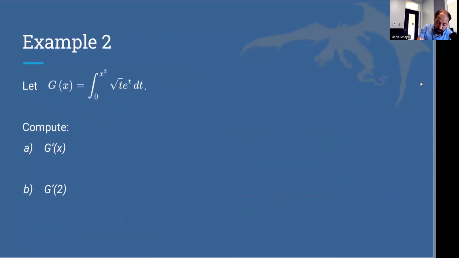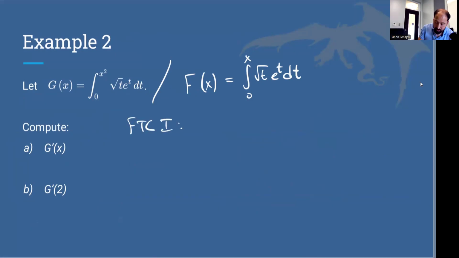So define big F of x, where I just replace the x squared with x, because that I can use the theorem. So FTC1 tells me that big F prime of x is exactly square root of x times e to the x. It's the height where we're at.